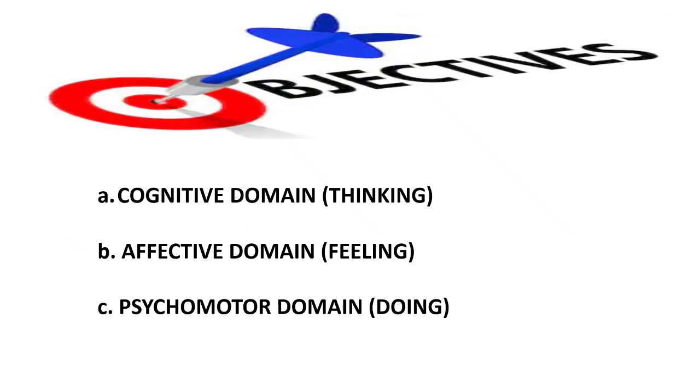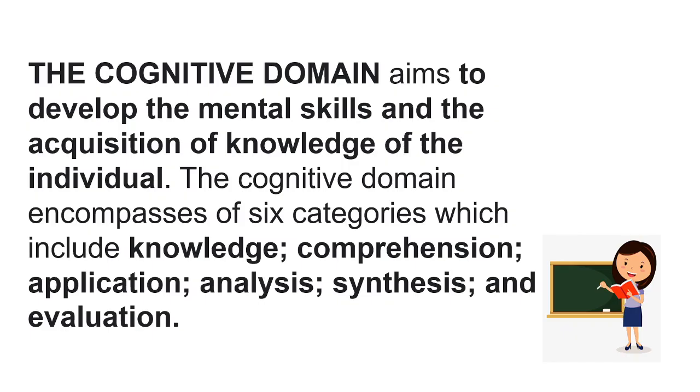So, we already tackled the cognitive domain. Cognitive domain is also known as thinking. Now, we will proceed to the affective domain, which is feelings, and the psychomotor domain, which is the doing.